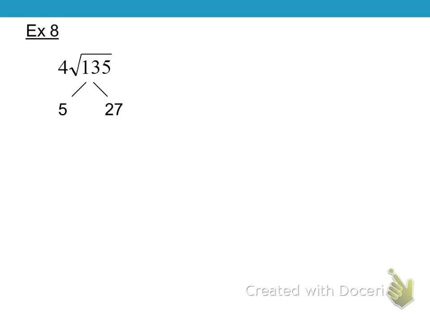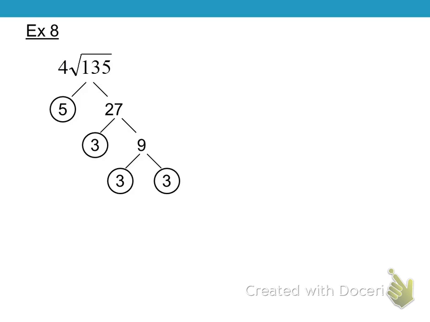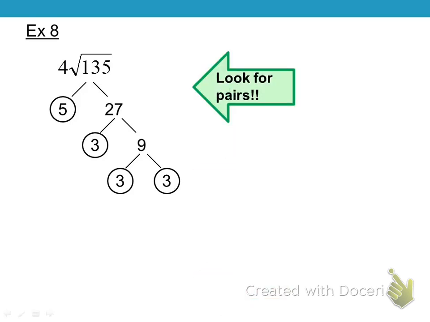Okay, back to this. So 5 and 27. 5 is prime. What about 27? 9 and 3. 3 is prime. 3 and 3 again. Now, there are 3 3s. Do you think they all get to come out? No, only pairs. So a pair of 3s. So yes, out front we have a 3 and a 4. On the inside we have the poor 3 that's just feeling left out, and the 5.